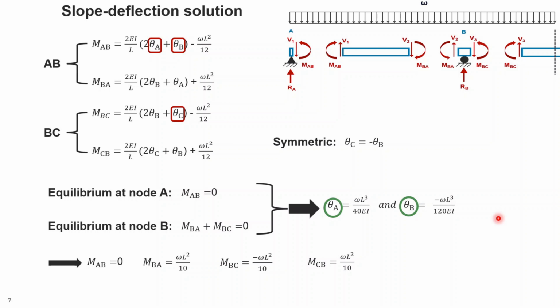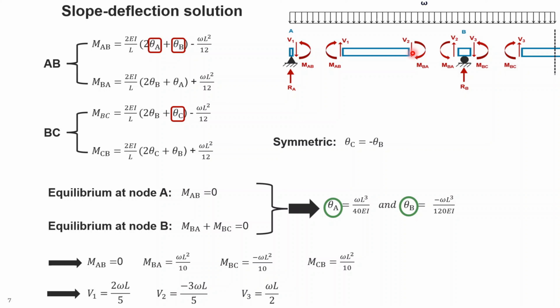And if you have M values in these sections, you can easily calculate the shear forces by writing equilibrium equations for the shear and moments. Like, for example, here you can write MAB plus MBA plus V1 times L is equal to 0. So you will come up with V1. And if you write in this section summation of Fy equal to 0, you will come up with V1 equal to V2.